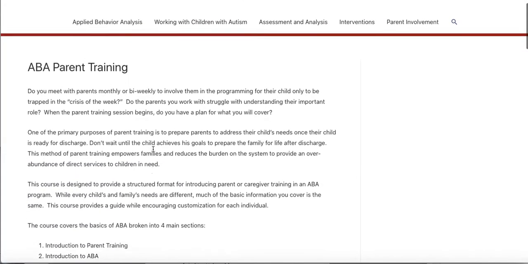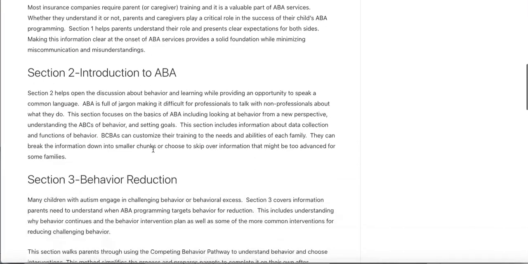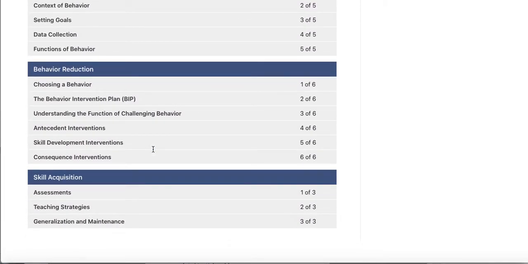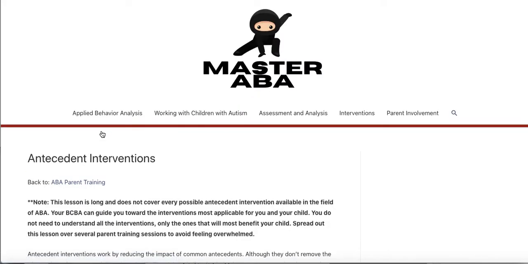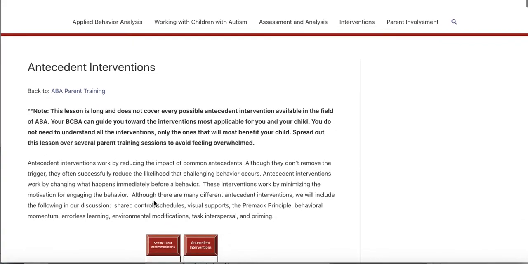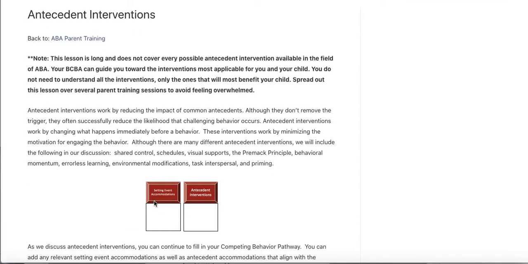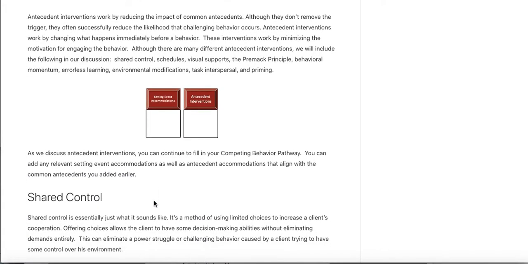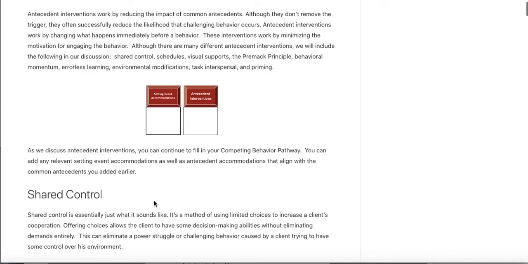Some of the lessons in the beginning are short. And if we went to maybe a more complex topic, you'll see something that's a lot more. Let's go to antecedent interventions. So this lesson is a lot longer, and you'll note that I suggest that you might want to break it down into smaller portions and just kind of spread it out over several parent training sessions so that your parents don't become overwhelmed.